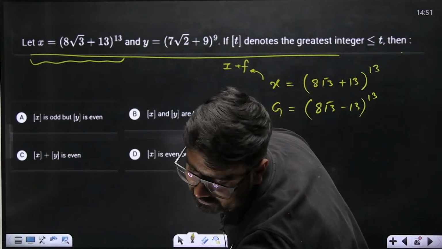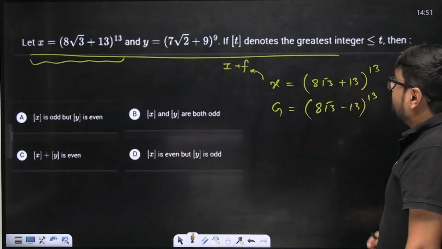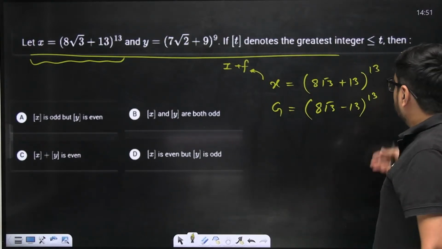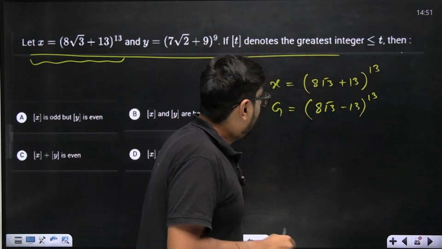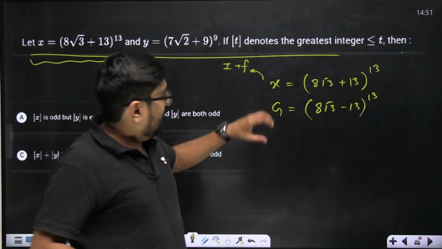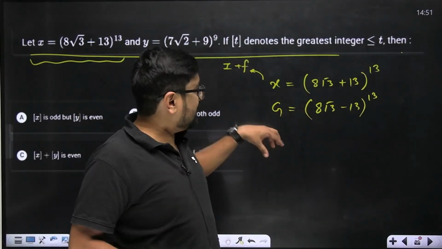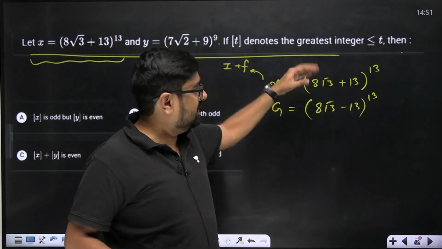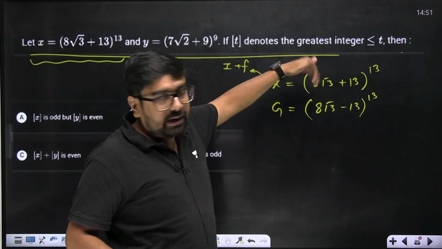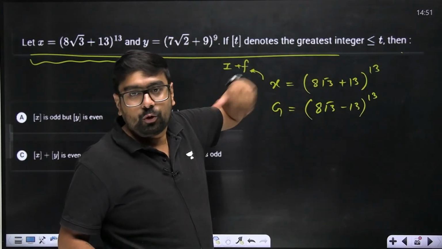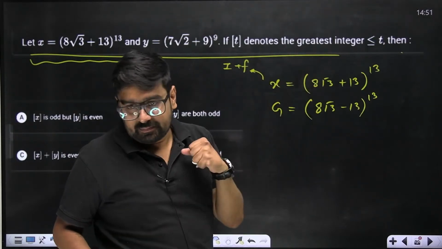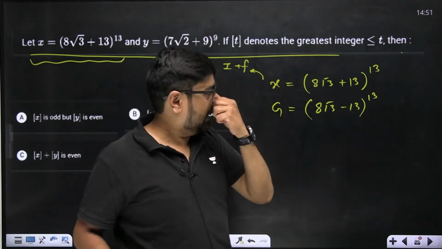You are defining this number. Now what do you do? Should you do x plus g or x minus g to get rid of the irrational part? How will you get rid of the irrational part?